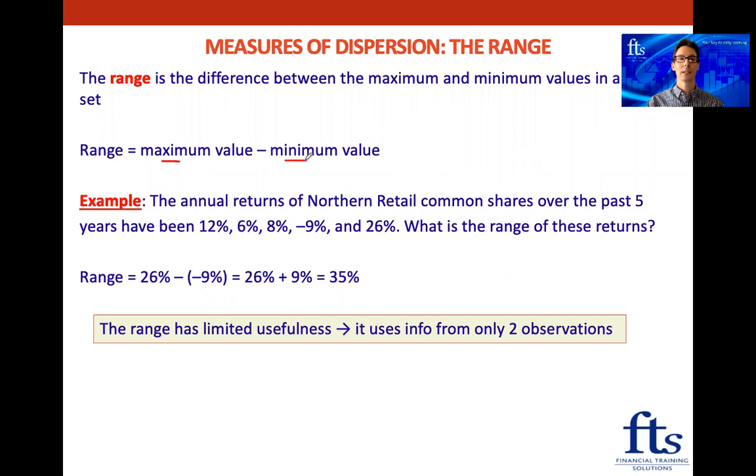So let's try this little example. We've got the annual returns of Northern Retail shares over the past 5 years. What is the range? All we're going to do is find the maximum value, which is the 26%, and then subtract the lowest value, which is the -9 over there. A minus times a minus is a positive, so we can see that the range is going to be 35%.